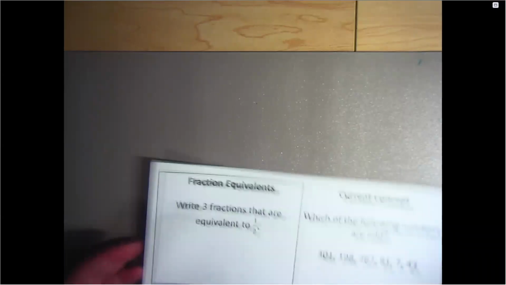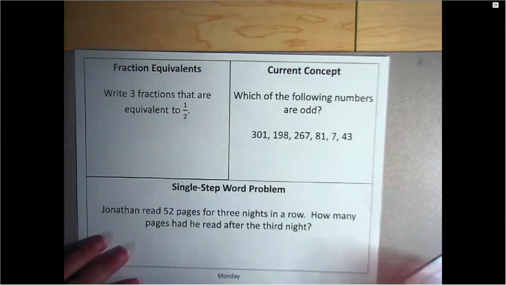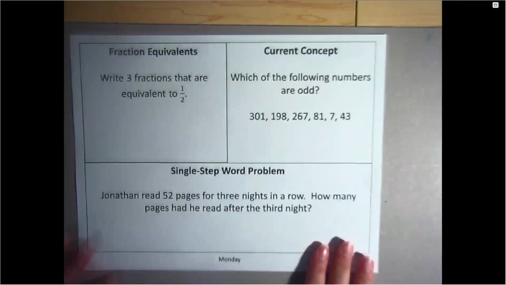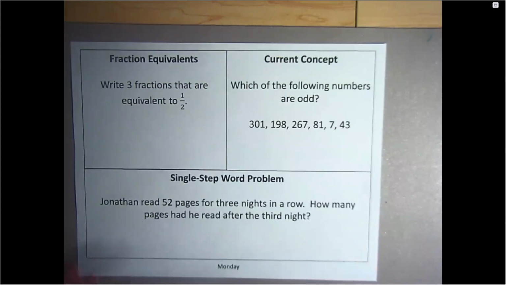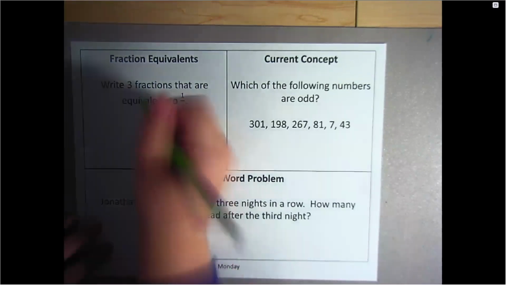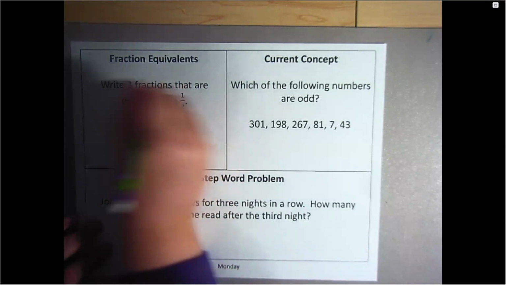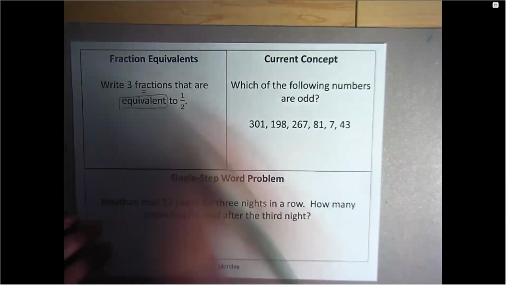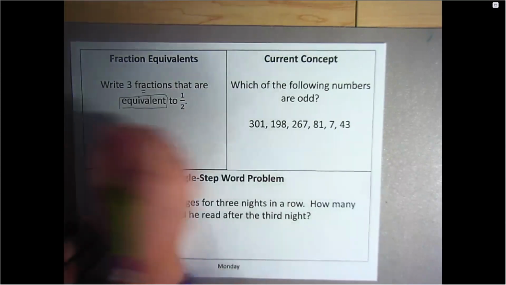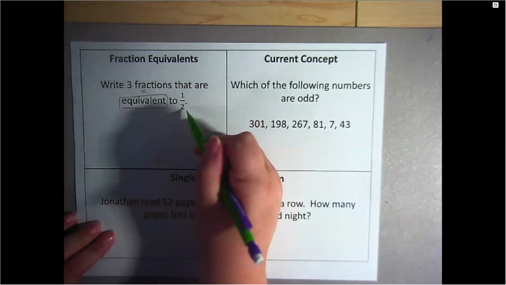All right, so this is Monday's spiral review. So let me put it over here so we can see it better. All right, so number one, it says write three fractions that are equivalent to 1/2. So equivalent means equal to. So we need to figure out fractions that are equivalent to 1/2.